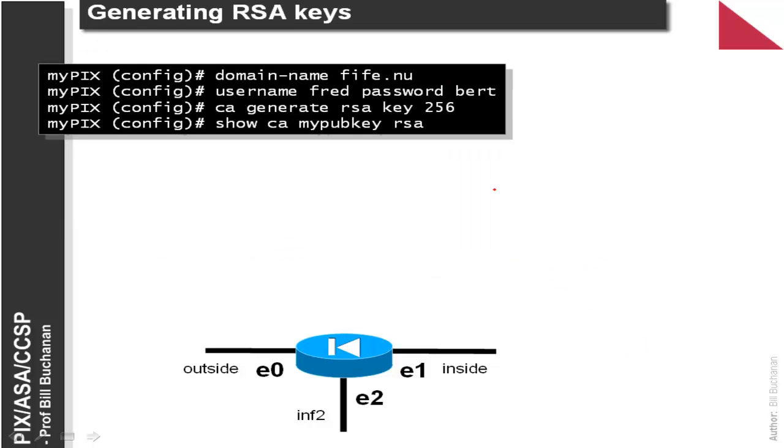To generate RSA keys, we need to generate RSA keys if we're using a VPN or IPsec. With this, we say CA generate RSA key, and that's 256-bit keys. Before we do this, we must set the domain name of the device, and we typically set a user.